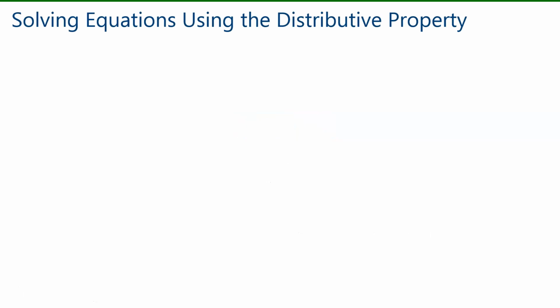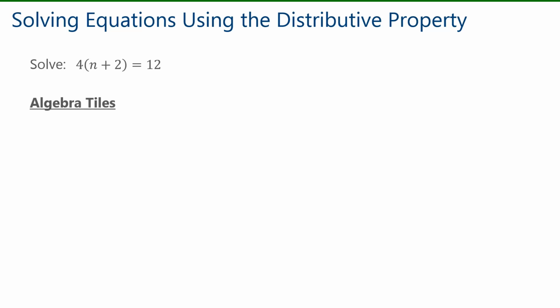In this section, we're going to solve equations that require using the distributive property. For example, solve 4 times (n + 2) equals 12. Before we solve this one using algebra, we're going to demonstrate how we could solve it using algebra tiles.